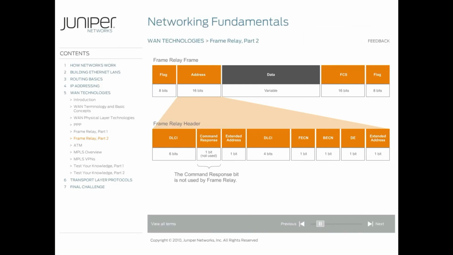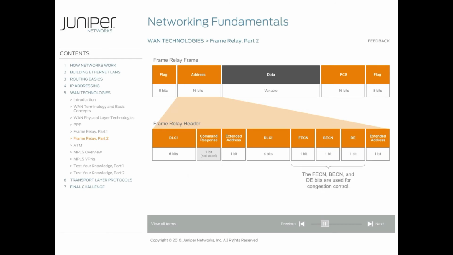The command response bit is not used by the Frame Relay network. The extended address bit allows the length of the Frame Relay header to be extended from 2 to 3 or 4 bytes. The EA bit is the first transmitted bit of each address byte. If this bit is turned on, the current byte is the last address byte. Most implementations use a 2-byte address where the second EA bit is turned on.